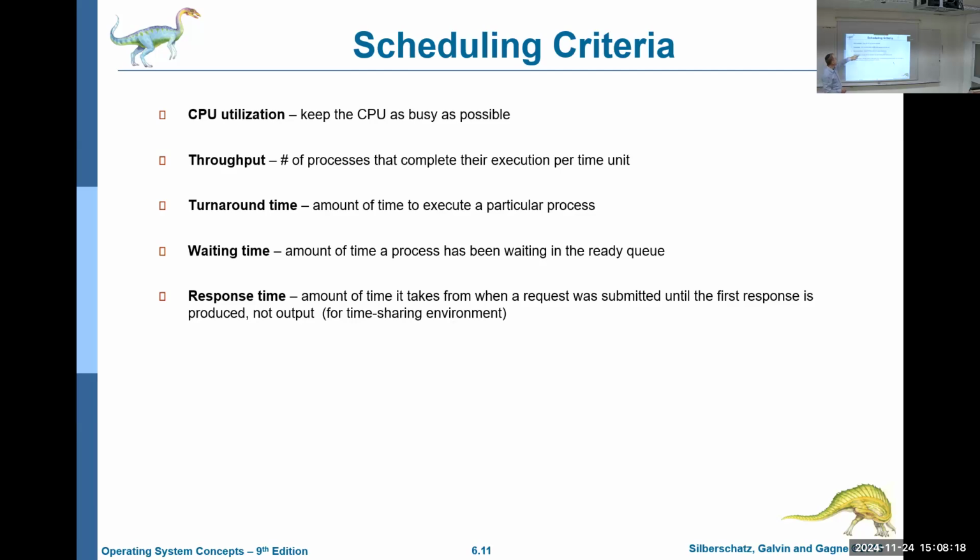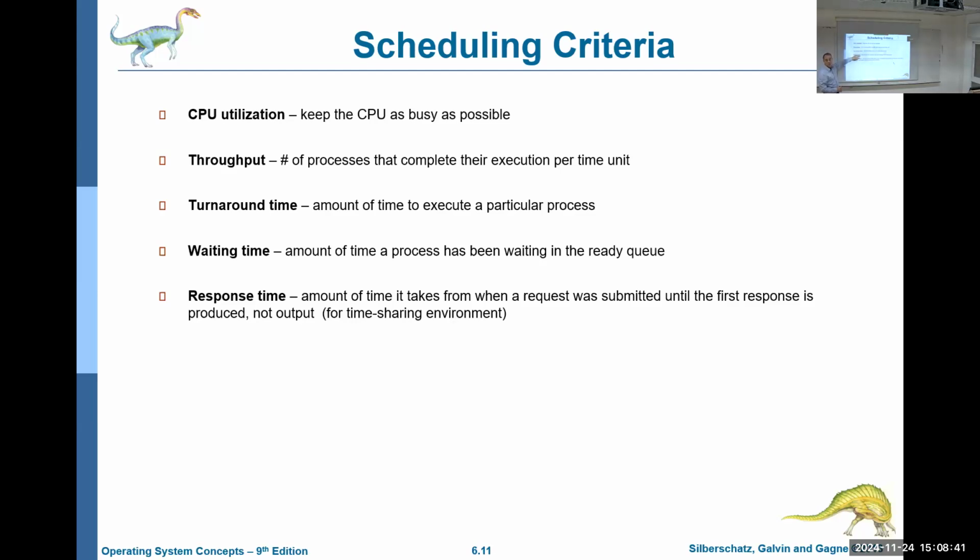The third criterion, which is in some ways the easiest to calculate and think about, is called the waiting time or wait time. It's the amount of time a process has been waiting in the ready queue. We want to maximize throughput. Turnaround time, we want to minimize.